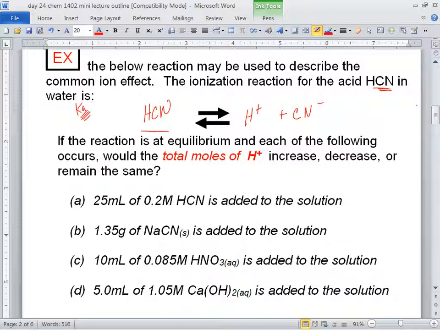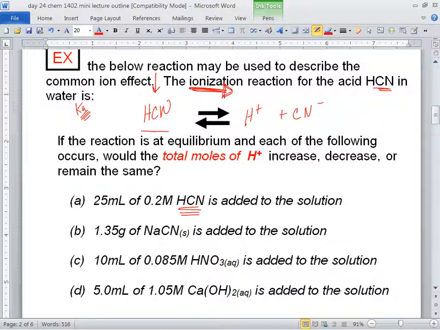Oh, so then that's the game I play. You got to shift towards products, and you look and see what's a product. Oh, H plus is a product. So H plus has to, what, Jose? Increase, decrease, or remain the same? You added some HCN. You have too much reactant. It's got to shift this way, big time.